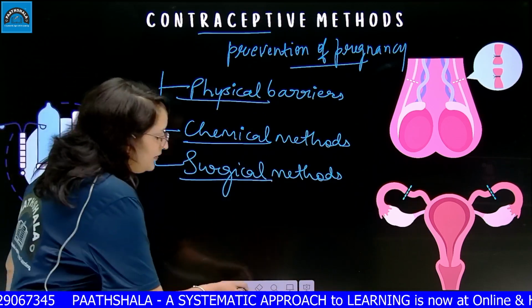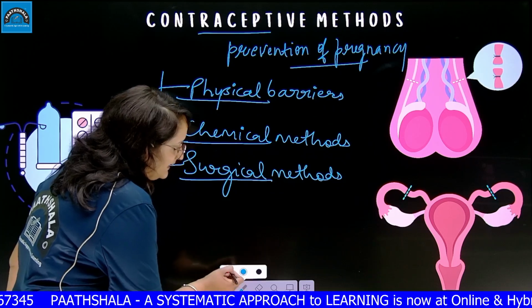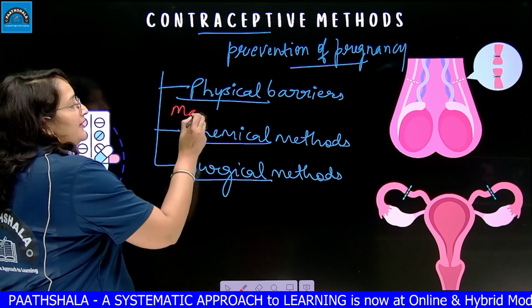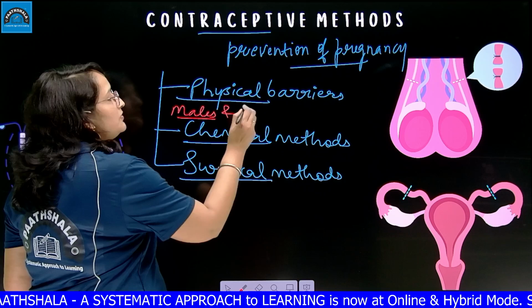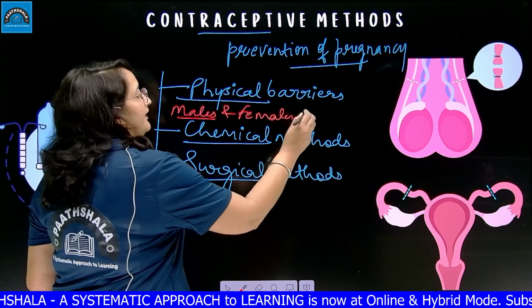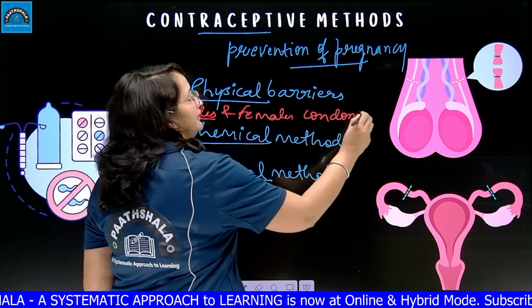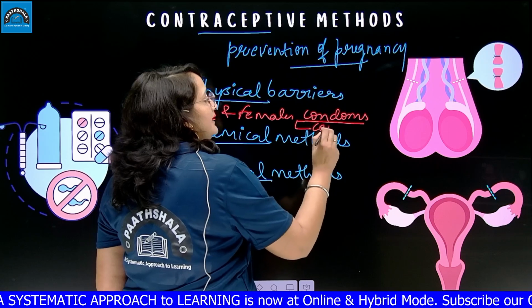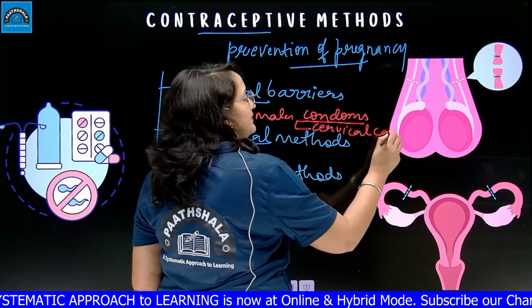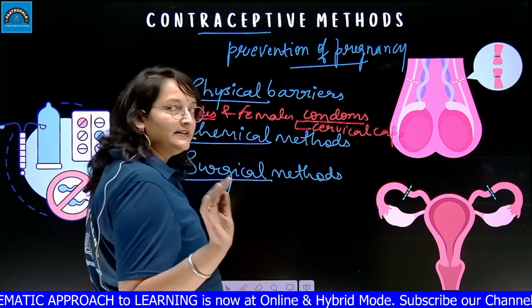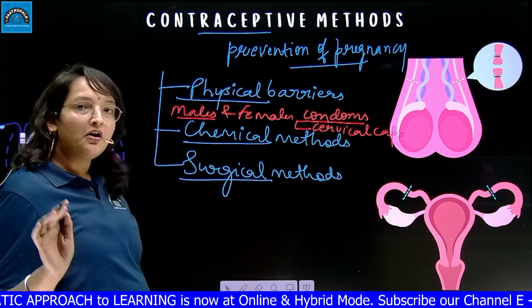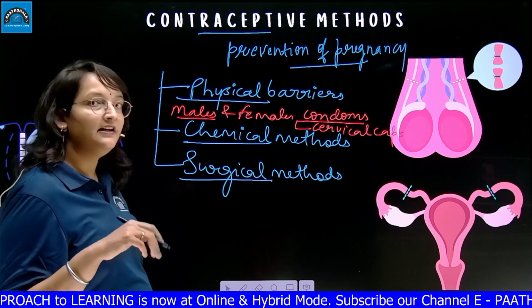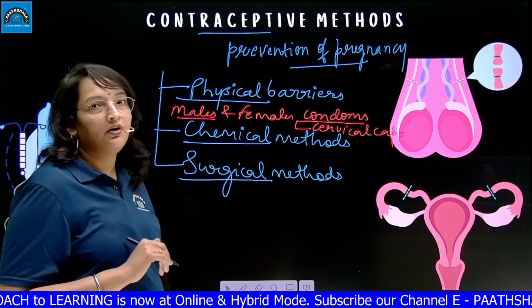I will just tell you about the examples, what we study in each. In physical barriers, generally we say the males and females can use condoms. In case of females, they can also use cervical caps. I will say cervical caps is only for females because the cervix is present in females only. So condoms and cervical caps come under physical barriers. They can be used externally to avoid fusion of gametes.